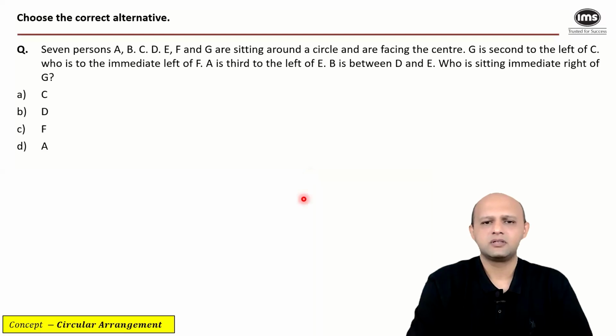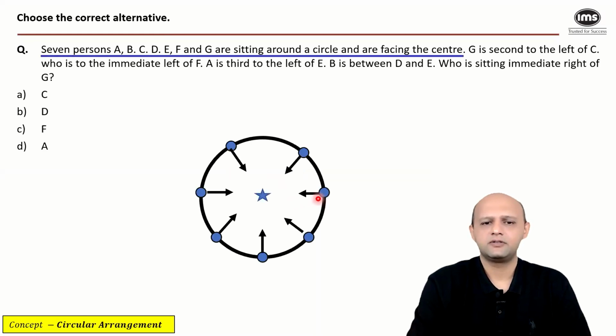Notice that this is a question on circular arrangement, which is very evident here. 7 people are seated around a circle and are facing the center. So we've drawn 7 people seated around a circle facing the center. G is second to the left of C. You could start plotting from here. So if C is placed here, second to the left, this would be G.